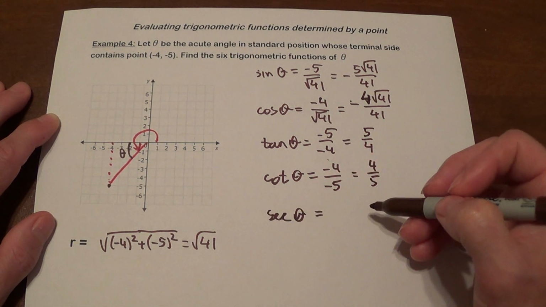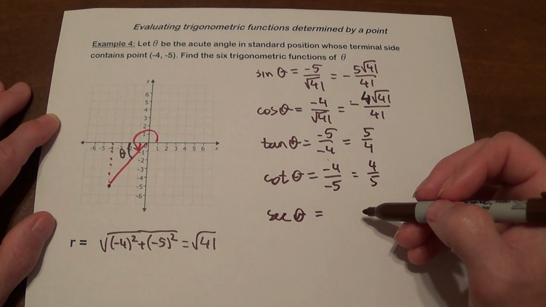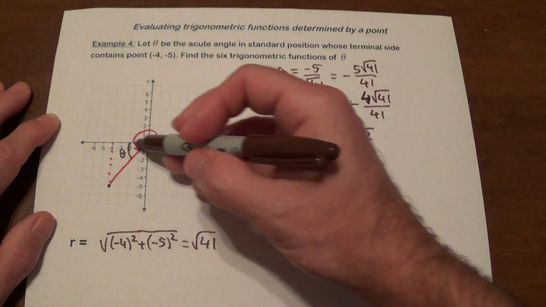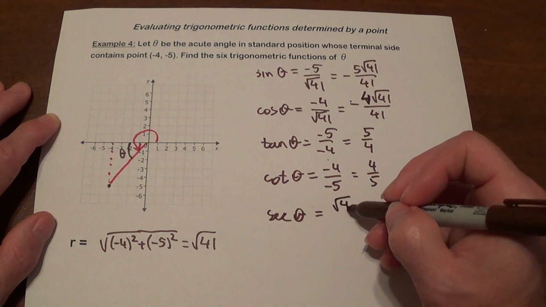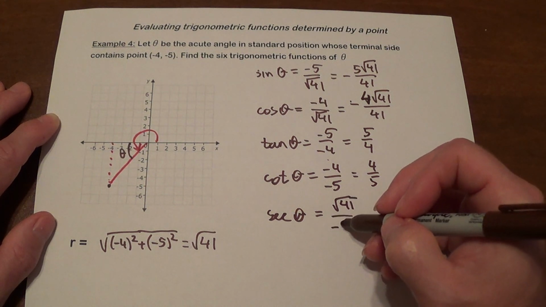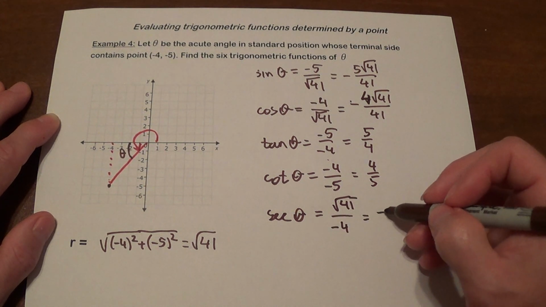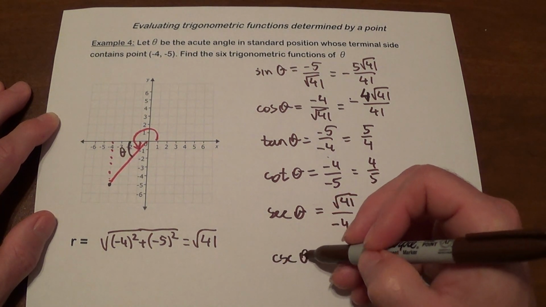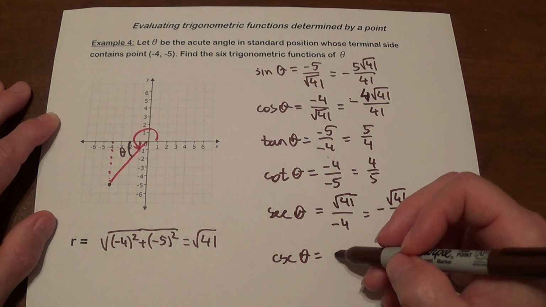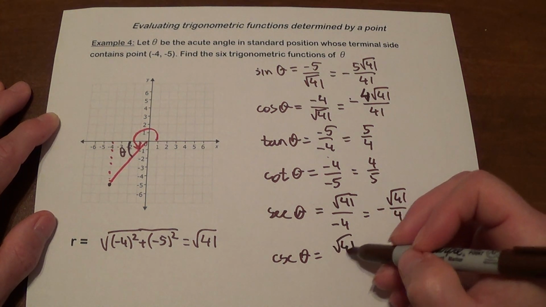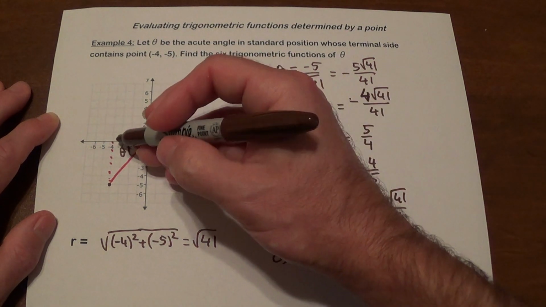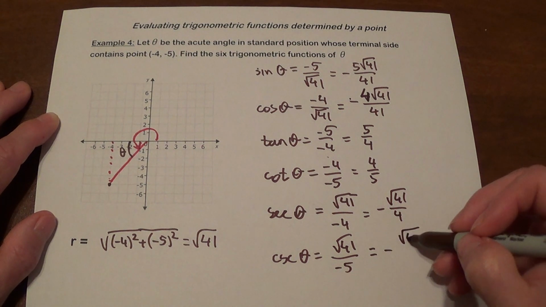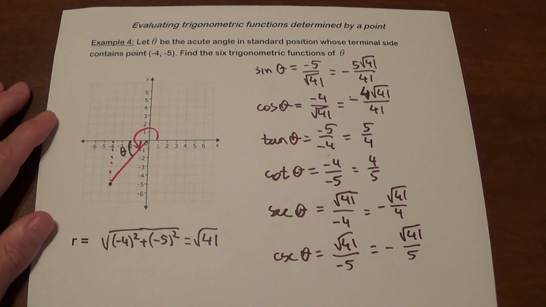Secant theta is going to be hypotenuse over adjacent, so it is square root of 41 divided by negative 4, which is negative square root of 41/4. And cosecant is going to be hypotenuse over opposite. So hypotenuse is square root of 41, of course, and opposite is right here, that's negative 5. So it's going to be negative square root of 41 over 5. And that's it.